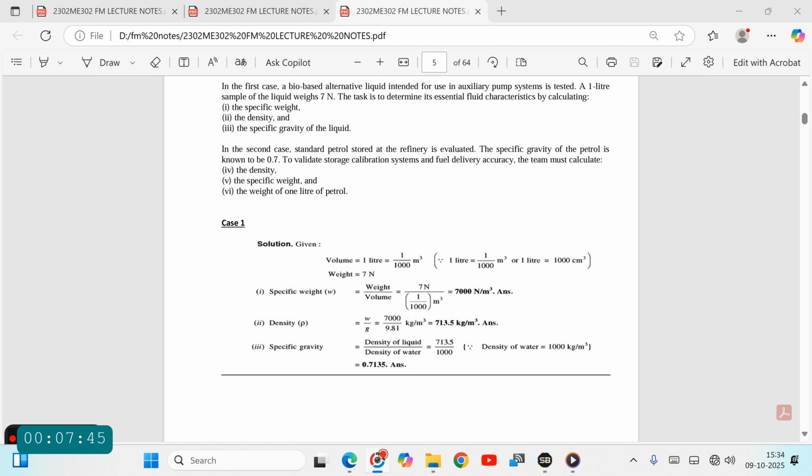In the first case, a 1 liter sample of petrol weighs 7 Newton. Our task is to determine the important fluid characteristics: specific weight, density, and specific gravity of the liquid. In the second case, the specific gravity of the petrol is given, but we have to calibrate and determine density, specific weight, and the weight of 1 liter petrol. Let me now move on to the numerical calculation.